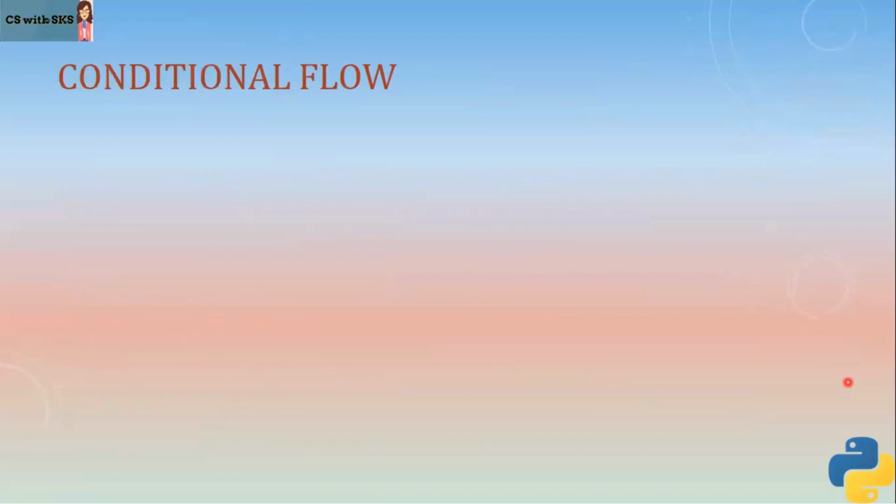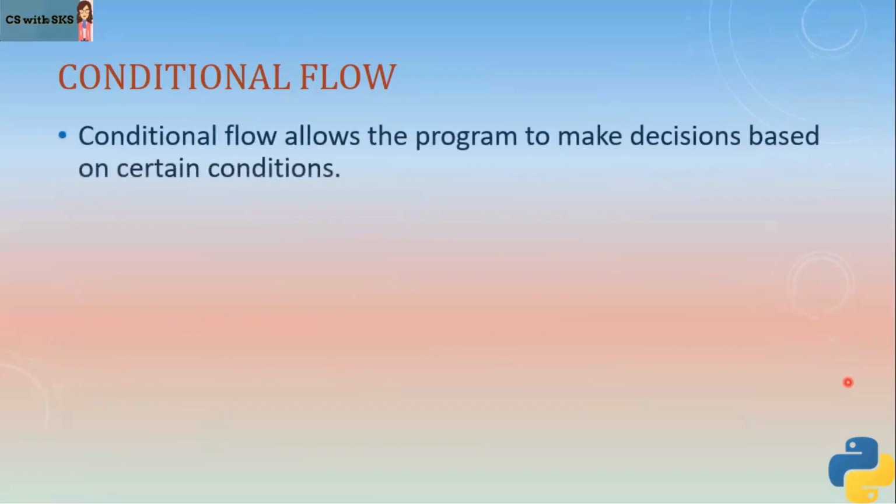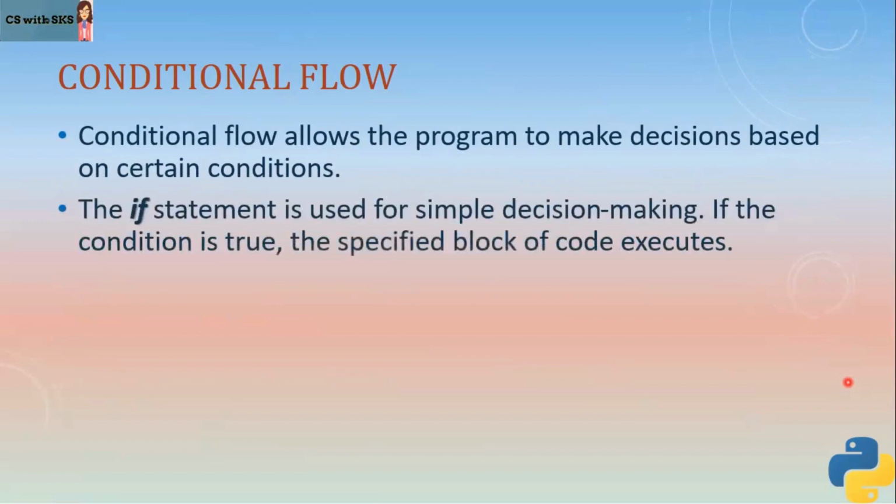Now let's understand what is conditional flow. Conditional flow means there are some conditions on the basis of which you make decisions in your program code. In Python, we have different versions of if statement. First one is simple if, where you write if along with its condition, and if the condition is true, a specified block of code will be executed. I'll explain this with the help of examples. However, as of now, let's understand what are the other versions of if statement.